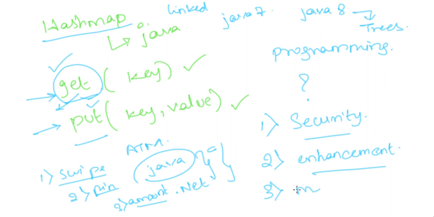Thirdly, maintenance and modularity. Since, as I have already told you, any change in the internal implementation will not be reflected to the user, it's easy to maintain. Any bugs can be easily rectified. So that is what abstraction mainly provides. It ensures security, enhancement, maintenance, modularity, and also it provides the most convenient and efficient usage for the end users.